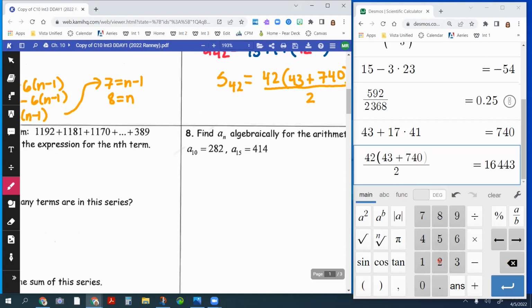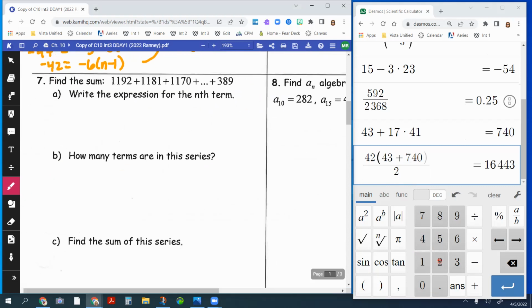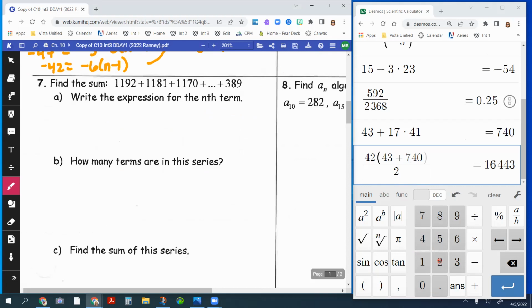On 7, find the sum. So in this case, they're telling us to kind of break this up into baby steps. First thing I'm noticing, it looks like we are, let's see, subtracting.